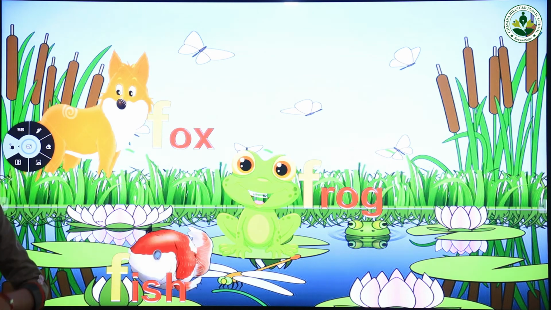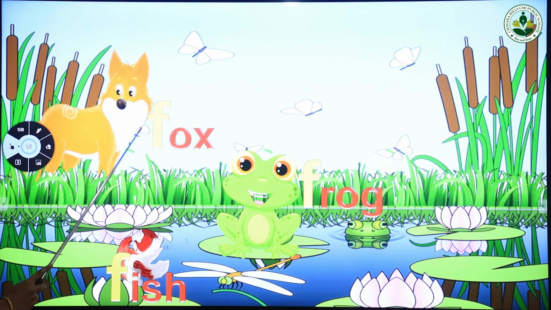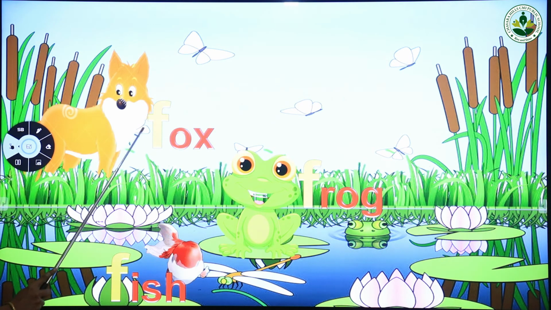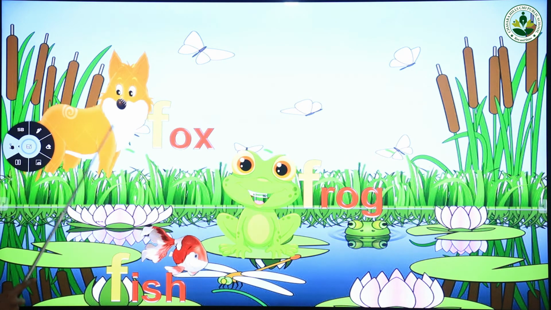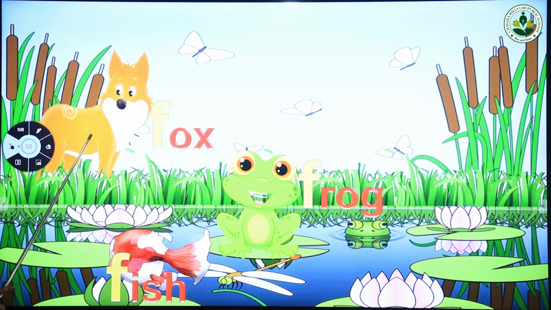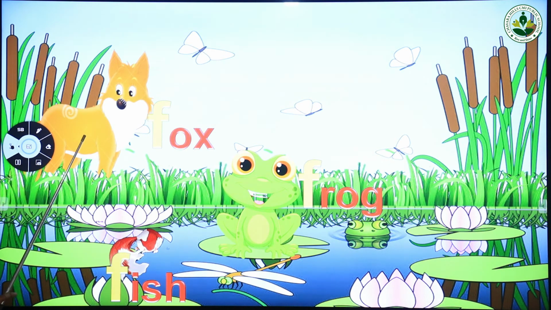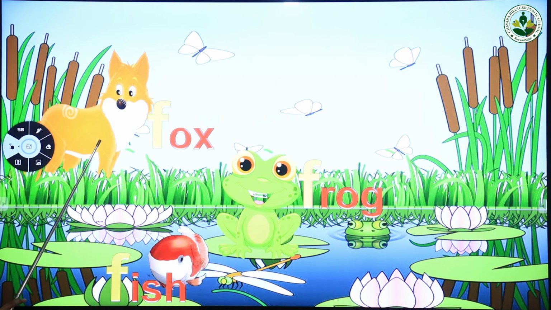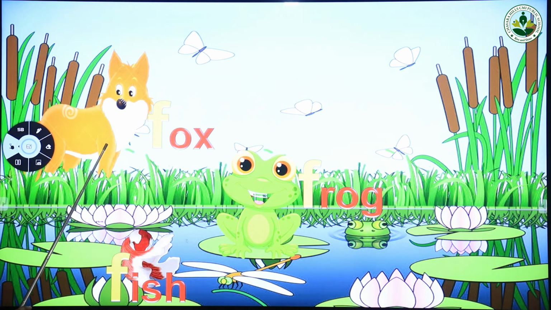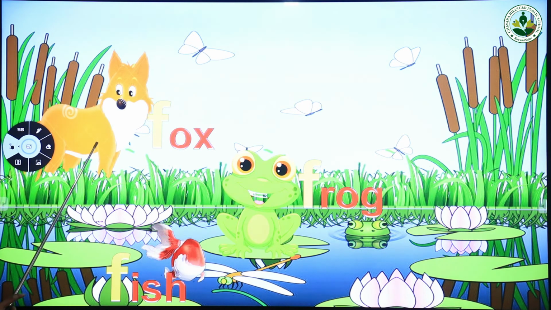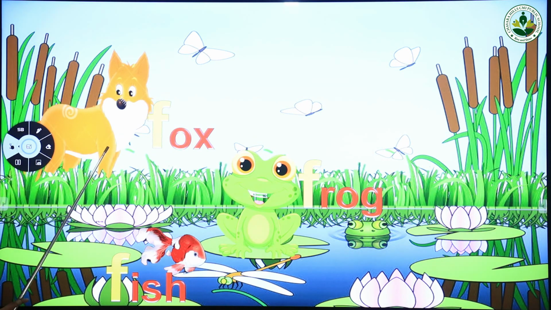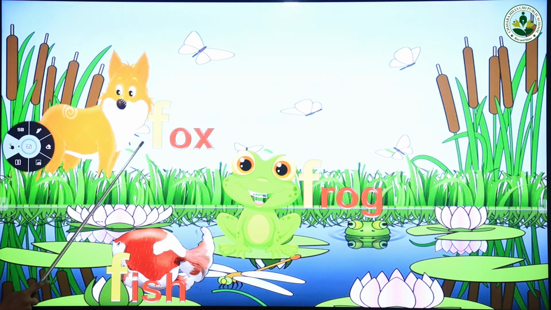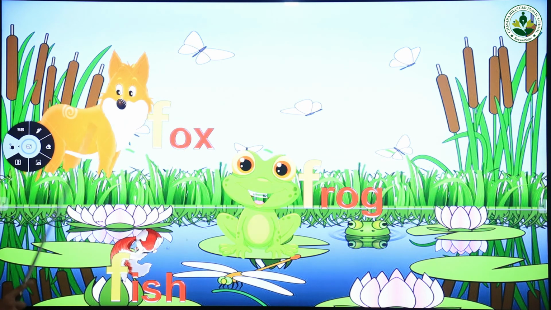Moving on to the next letter, that is letter F. Which letter is this? Letter F. So can you say who is this? Yes, it's a fox. Fox. Do you know fox is a wild animal? So who is this? Fox. F is for fox. Once again, F is for fox.